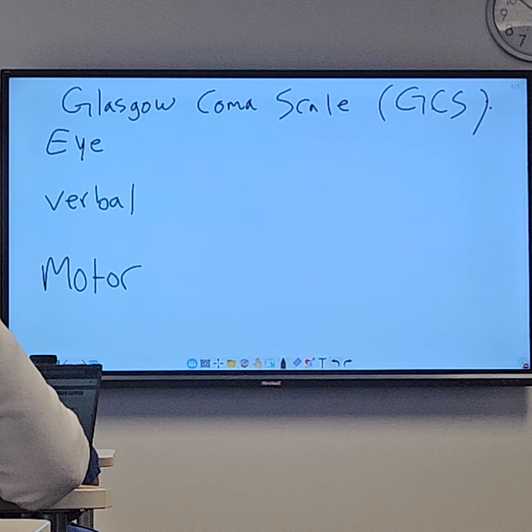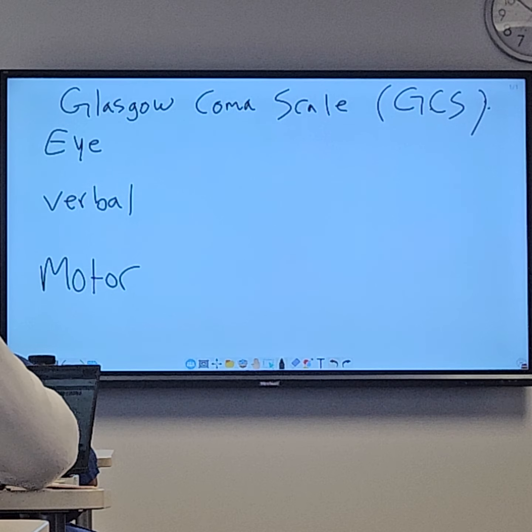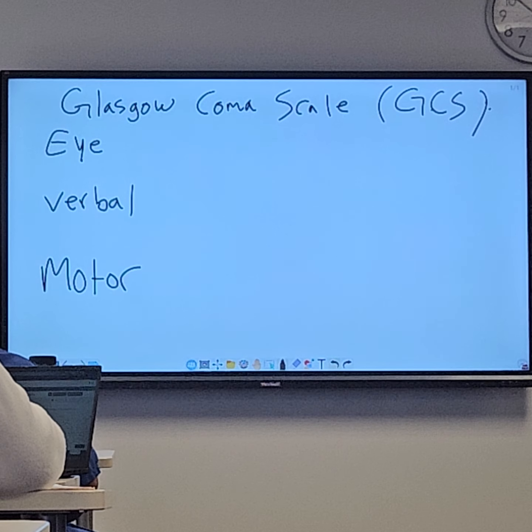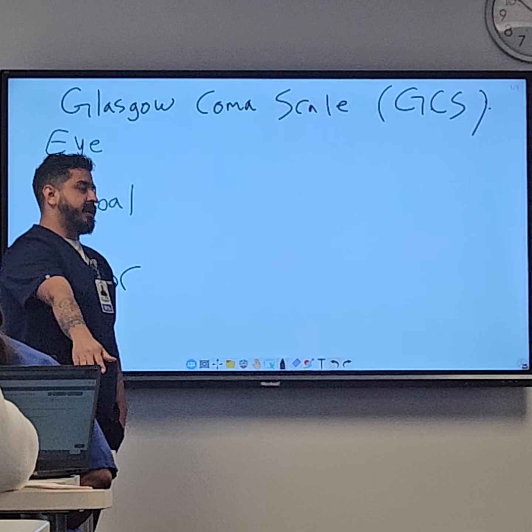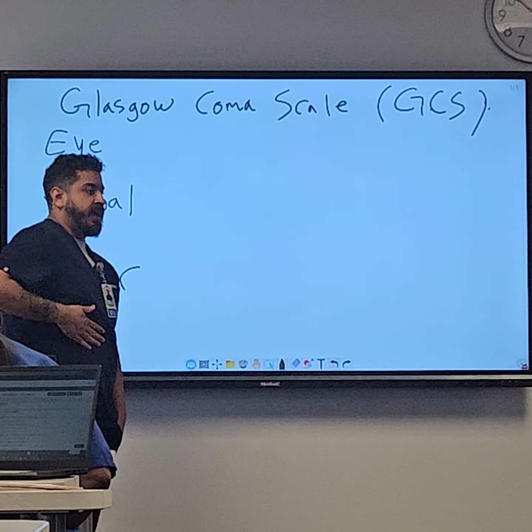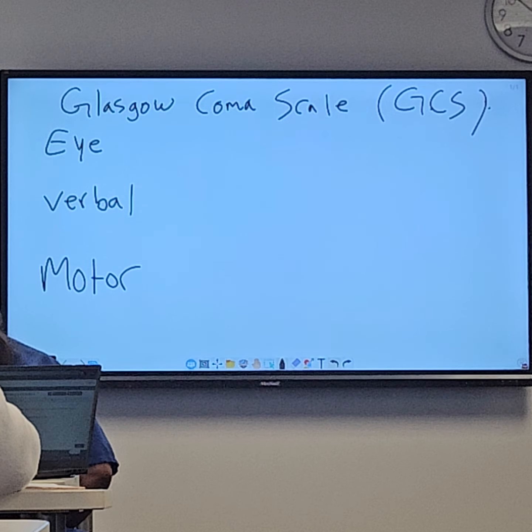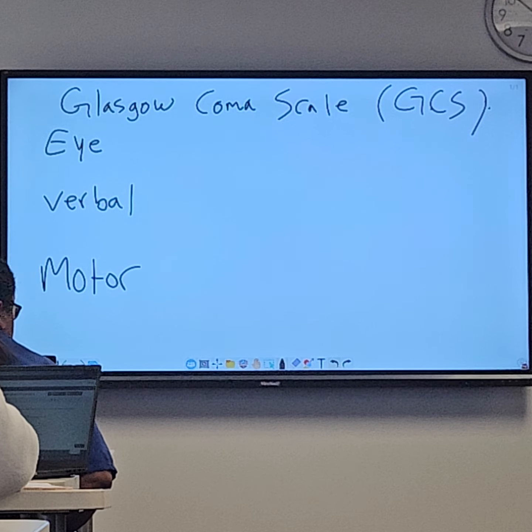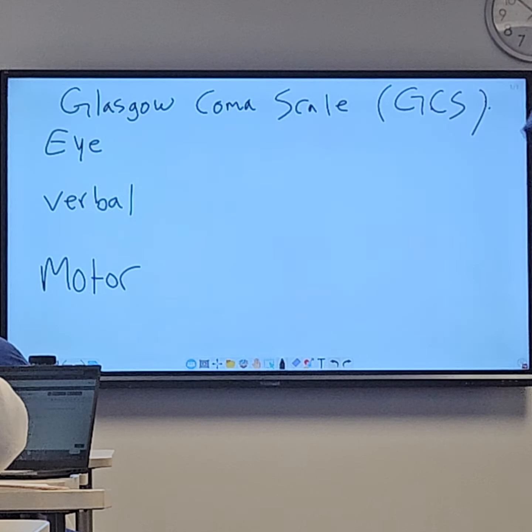Motor. 6, commands are followed. Raise your arms, close your hands. 5, local reaction to pain occurs. So they don't follow commands, but should you pinch them, or poke them somewhere or something hurts, they will reach for it. They'll react. Okay? So they react to pain. Or they don't even have to reach for it. The fact that you pinch and squeeze them and they will try to, they'll move at that point. And they have like a response. Some of them will contract at that point.